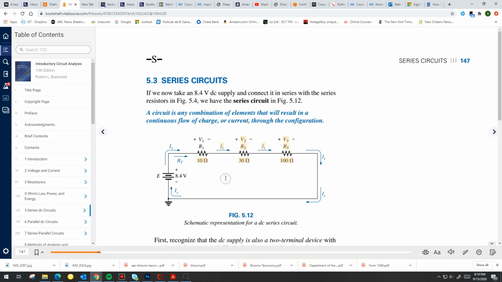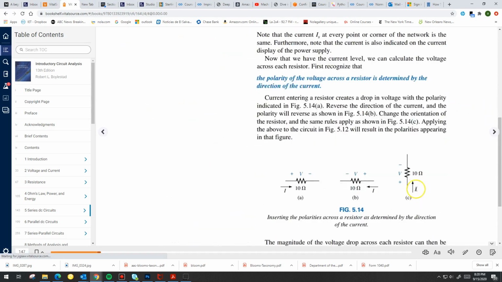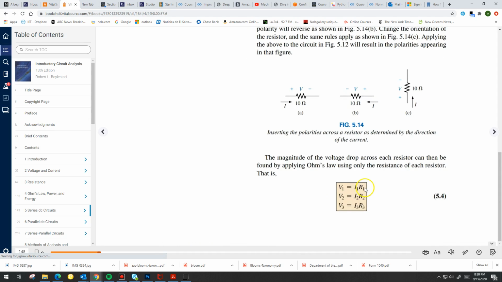But in any case, looking at this circuit and looking at the direction the current is flowing, we see that there's a drop across resistor R1, a drop across resistor R2, and a drop across resistor R3. And I can calculate those voltage drops by simply using Ohm's law. So V1 is simply I1 R1, V2 is I2 R2, and V3 is I3 R3.